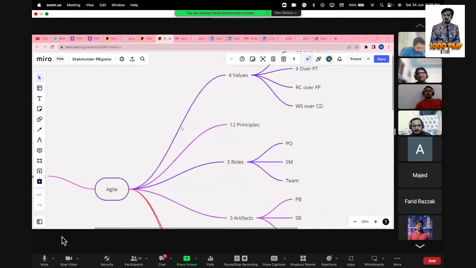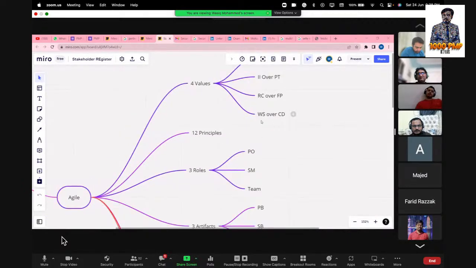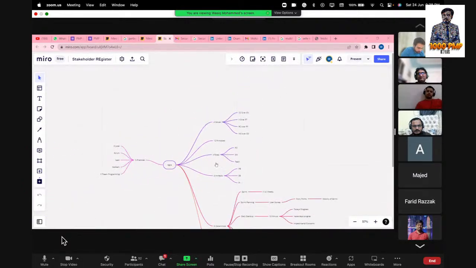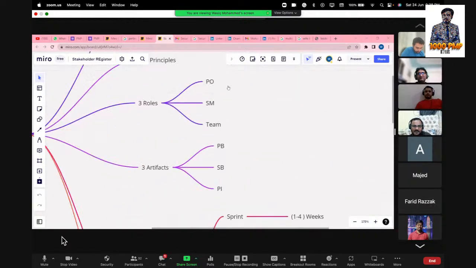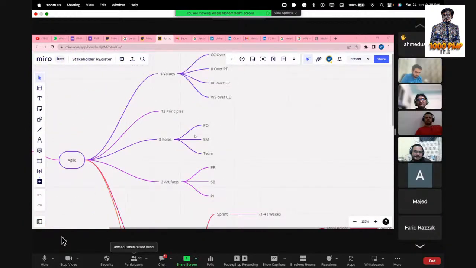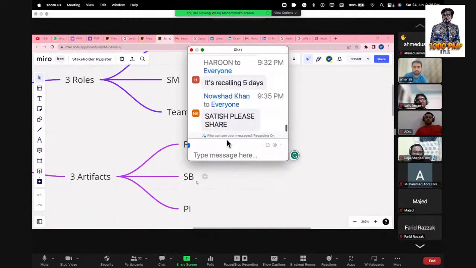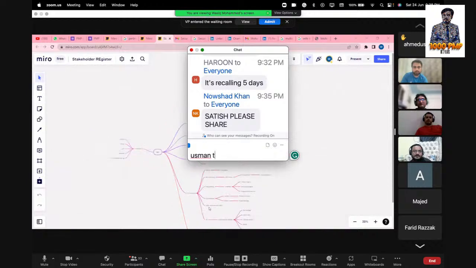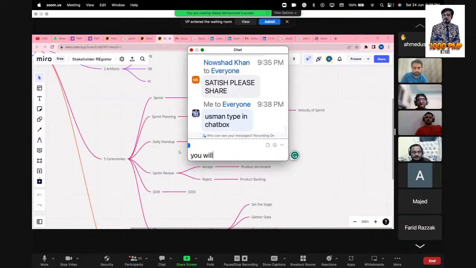First one is Scrum. In Scrum, we have 4 values and 12 principles. The 4 values we know: customer collaboration, then individuals and interactions, then responding to change. The third one is working software. Then we have 12 principles, and we have 3 roles, 3 artifacts, and 5 ceremonies. The 3 roles are product owner, Scrum Master, and team. The 3 artifacts are product backlog, sprint backlog, and product increment. And the 5 ceremonies are sprint, sprint planning, daily stand-up, sprint review, and sprint retrospective.